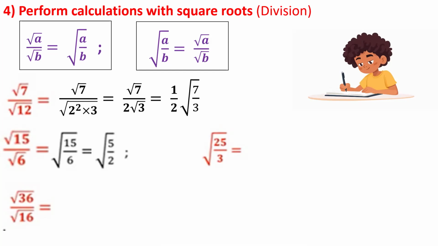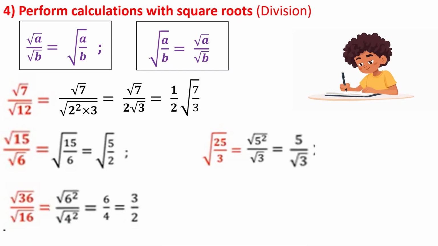Radical 36 over radical 16, it is radical 6 squared over radical 4 squared. Since 36 and 16 can be written as perfect squares, so it's 6 over 4. Now I can simplify 6 and 4 by 2, so it's 3 over 2. Radical 25 over 3, I write 25 as a perfect square, then it is 5 over radical 3.